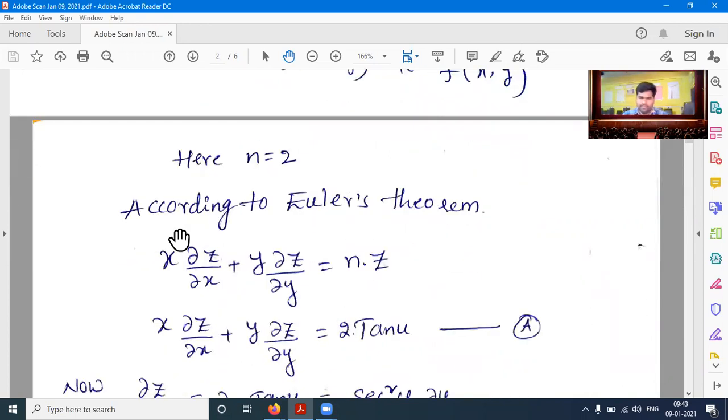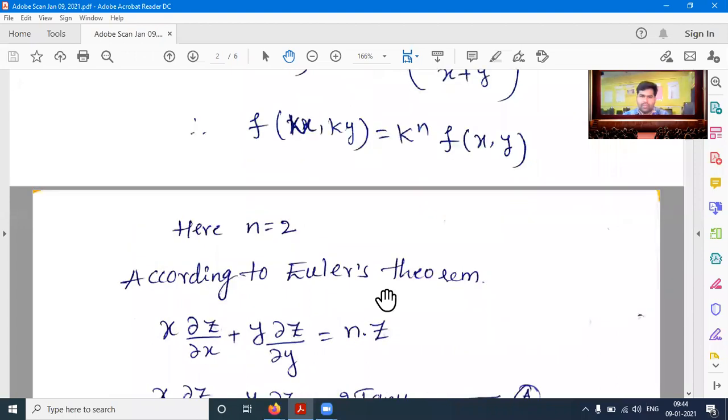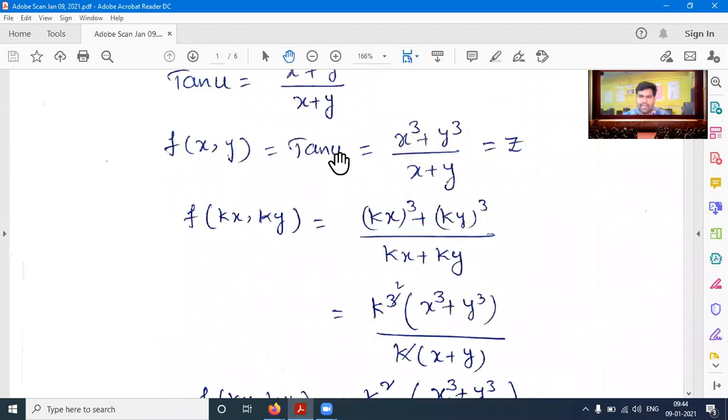According to Euler's theorem, what is my Euler's theorem? X into dou z by dou x plus y into dou z by dou y is equal to n z. So n is how much here? 2. And z is nothing but what? Z is nothing but tan u. This is also z only, x cube plus y cube by x plus y.